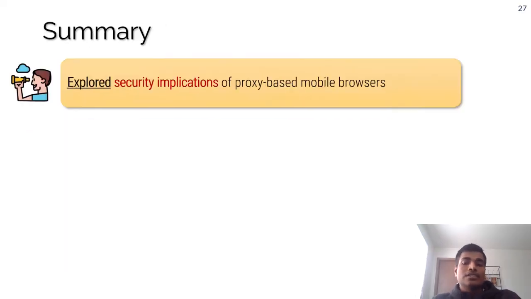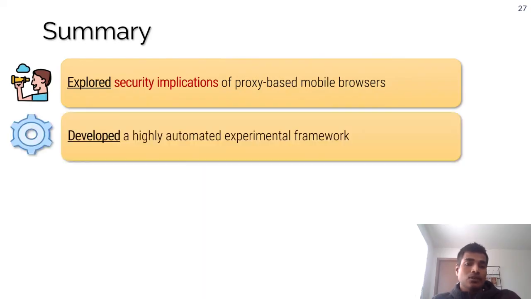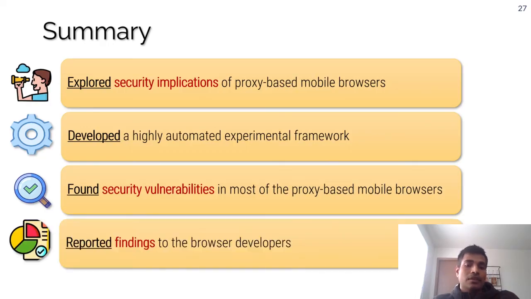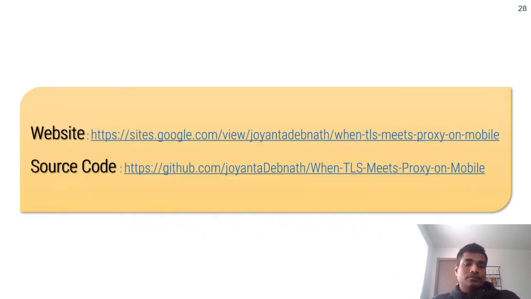In summary, our study explored the security implications of proxy-based mobile browsers. We developed a highly automated experimental framework. We also found security vulnerabilities in most of these browsers, and we reported our findings to the respective browser developers. And our source code for the proxy browser identification and classification algorithm is publicly available.